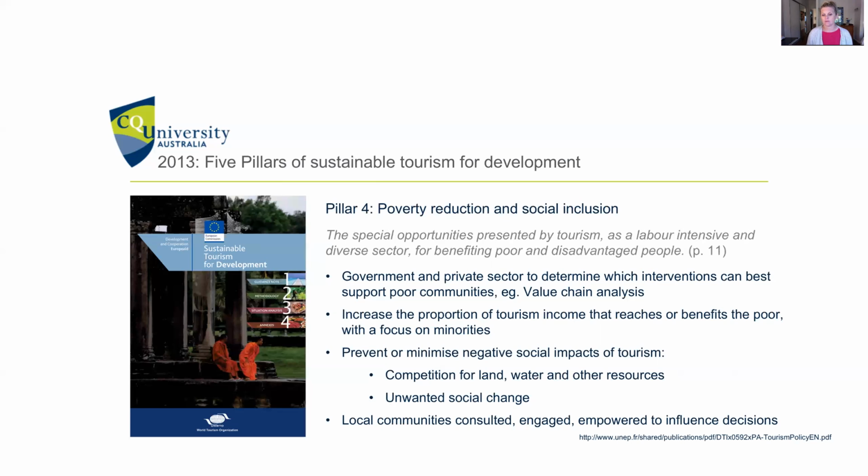Preventing or minimising negative social impacts of tourism. So competition for land, water and other resources is really important, and unwanted social change. So thinking about the social impacts of tourism and how to minimise that. And through doing this, I think probably local communities are consulted, engaged, empowered to influence decisions. So people have a way through voting or through, you know, being on local consultative committees, but having a way of actually influencing what's happening.